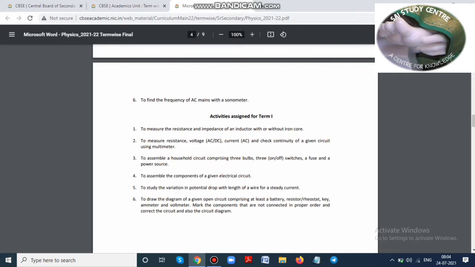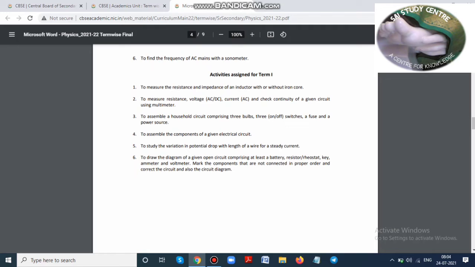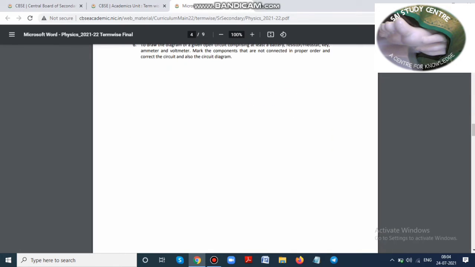You have to take two experiments in this, and they have given some activities assigned here also. You have to measure resistance using a multimeter, resistance and impedance of an inductor with or without an iron core, household circuit arrangement, and assembling the components of an electrical circuit. Six activities are given. One of the activities you have to do.